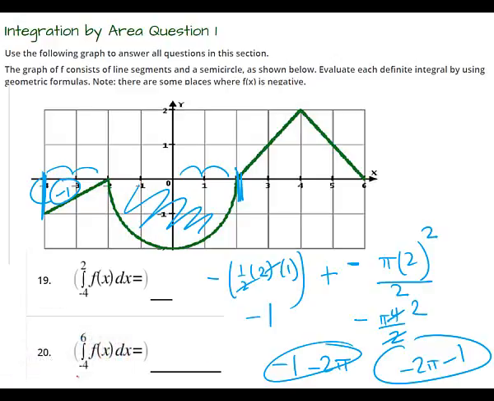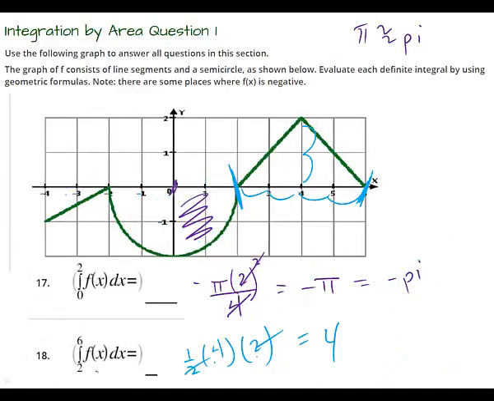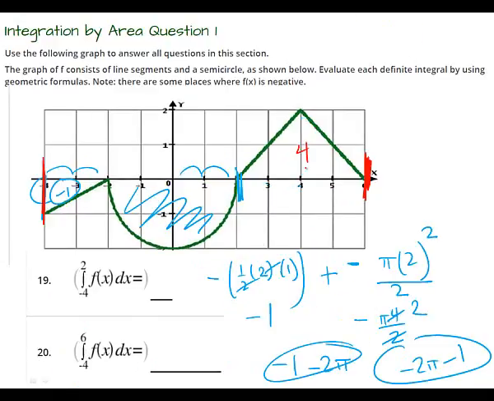Alright, let's look at the next piece of this. We've got to go from negative 4 all the way to 6. Didn't we already calculate the area of that triangle? What was it? It was 4, wasn't it? Yeah, so it's 4. Okay, so I already know that this whole thing is negative 2 pi minus 1, right? So this is negative 2 pi minus 1 plus 4. So it'd be negative 2 pi plus 3.